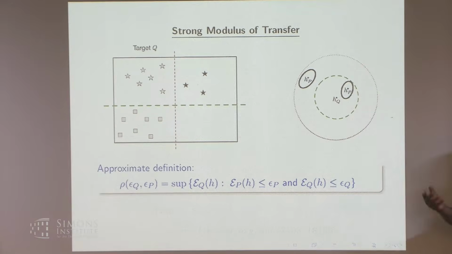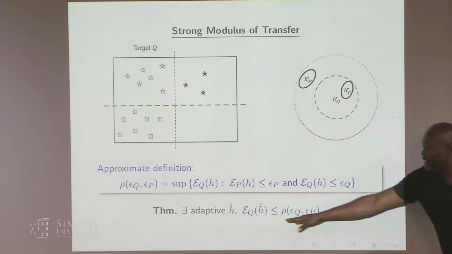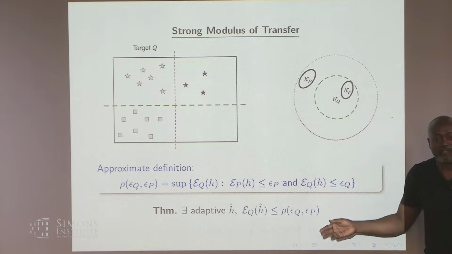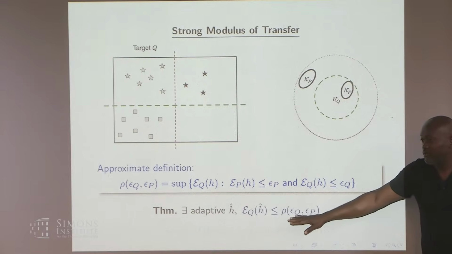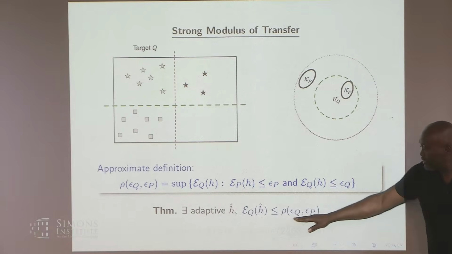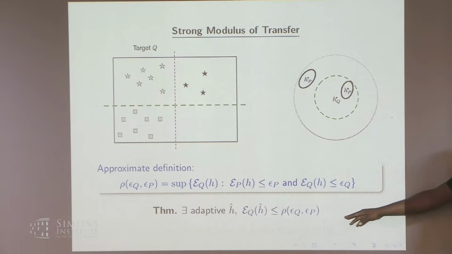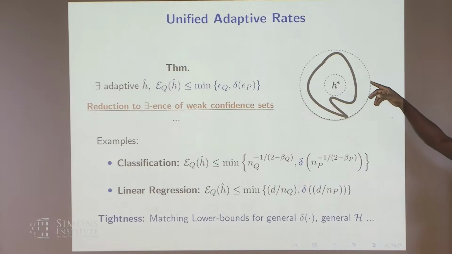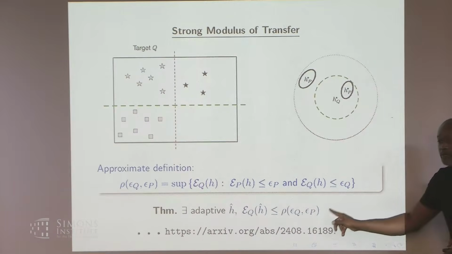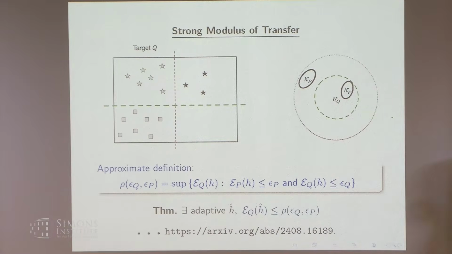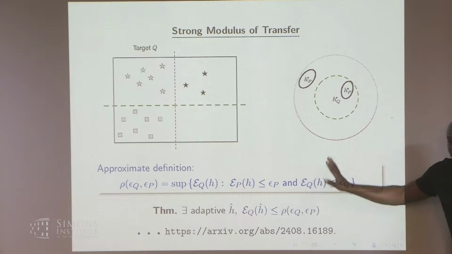It's a refinement, and you can show that there is also an adaptive procedure that can get this refinement. It's a more complicated adaptive procedure. I won't get too much into it. It's always better than the mean. It's always better than the rate I showed under the weak modulus. It's always at least as good. It's always upper bounded by that rate. And I'll stop there for this.